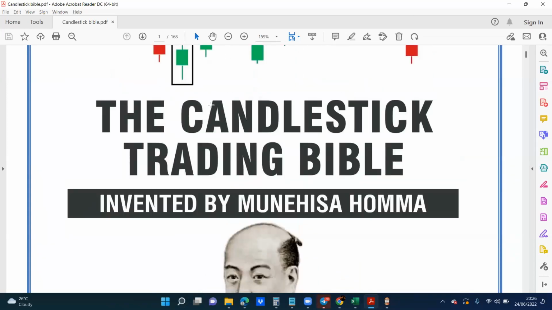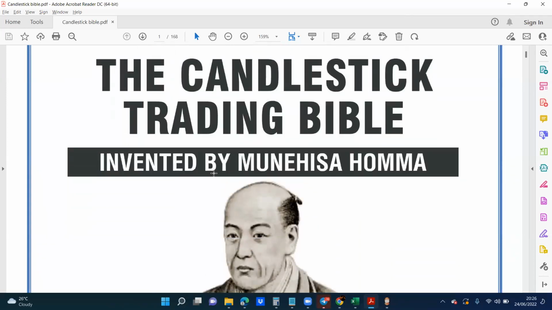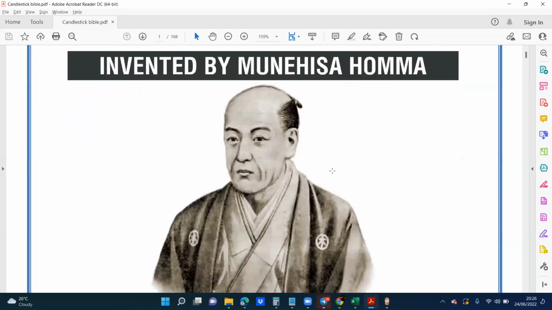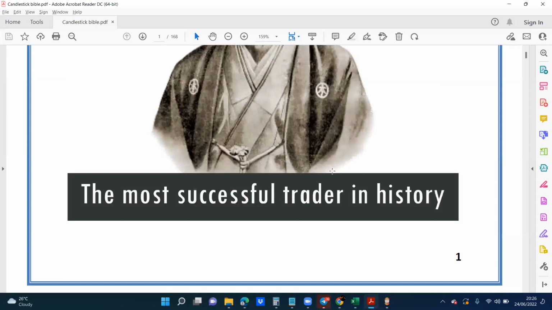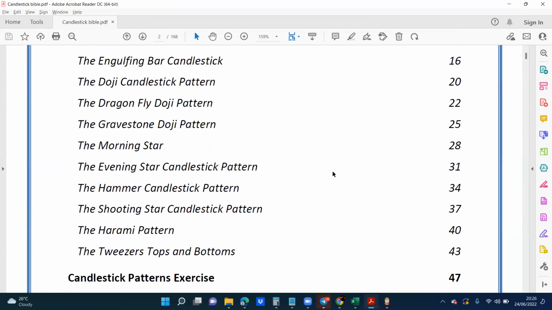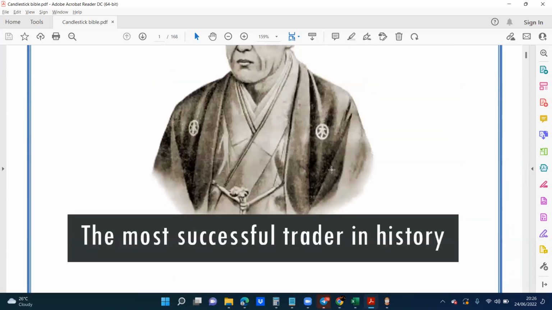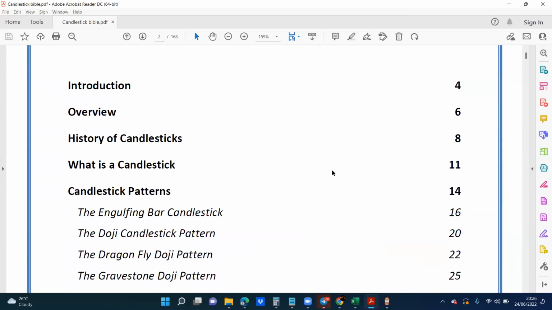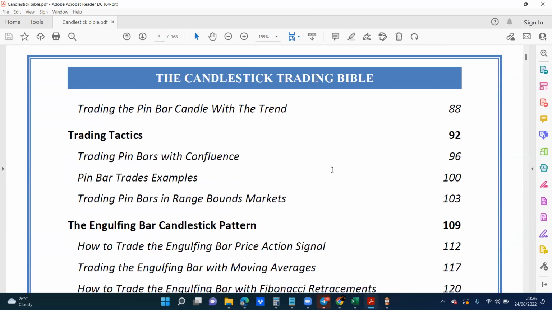That term, the candlestick, was invented by Homer. Permit me, I will jump his first name. And he is counted to be the most successful trader in history. He's a Japanese, and that's why the candlestick is called the Japanese candlestick.